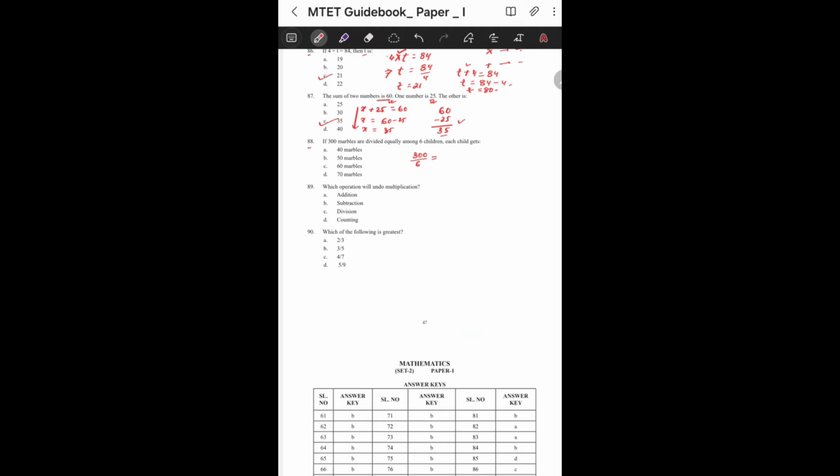3 is a small number, so we'll take 2 digits, that is 30. 30 divided by 6, it will go how many times? 5 times, and then one more 0 is left here, so we'll put 0 here. That means 50. Each child will get 50 marbles. So option B is the correct option here.